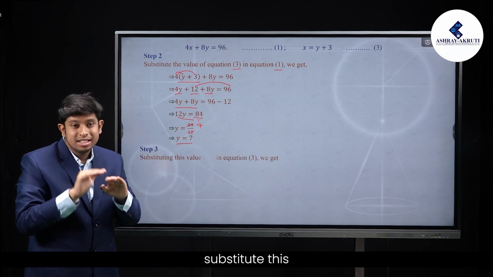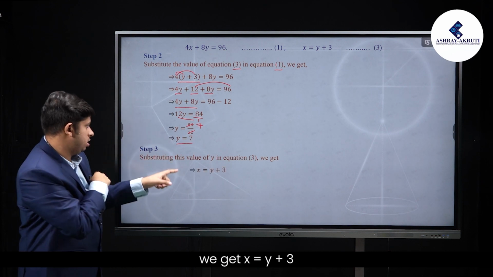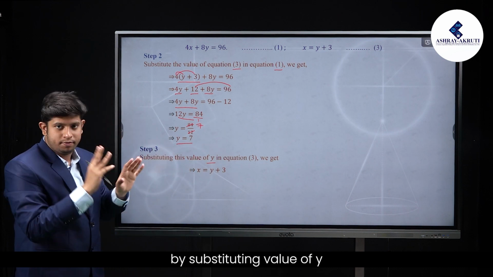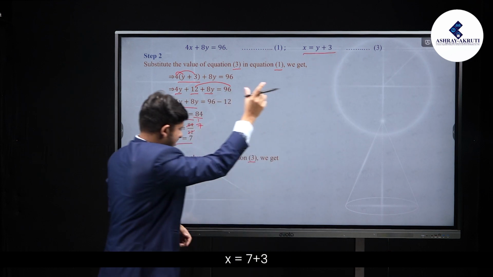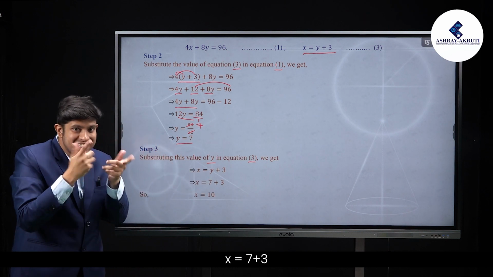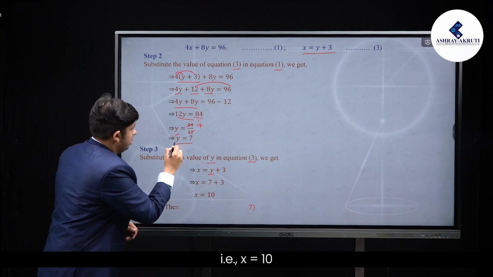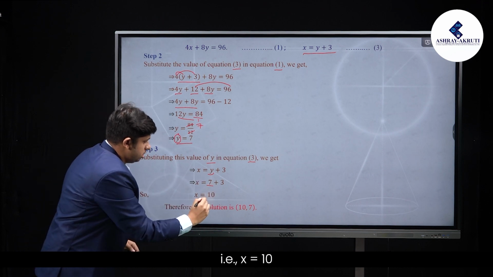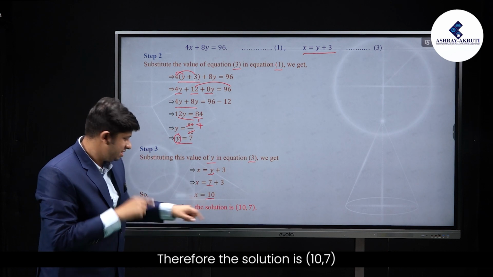Step 3. Substitute this value of y in equation 3. We get x equal to y plus 3. By substituting the value of y, that is 7, in equation 3, we get x equal to 7 plus 3, that is x equal to 10. Therefore, the solution is (10, 7).